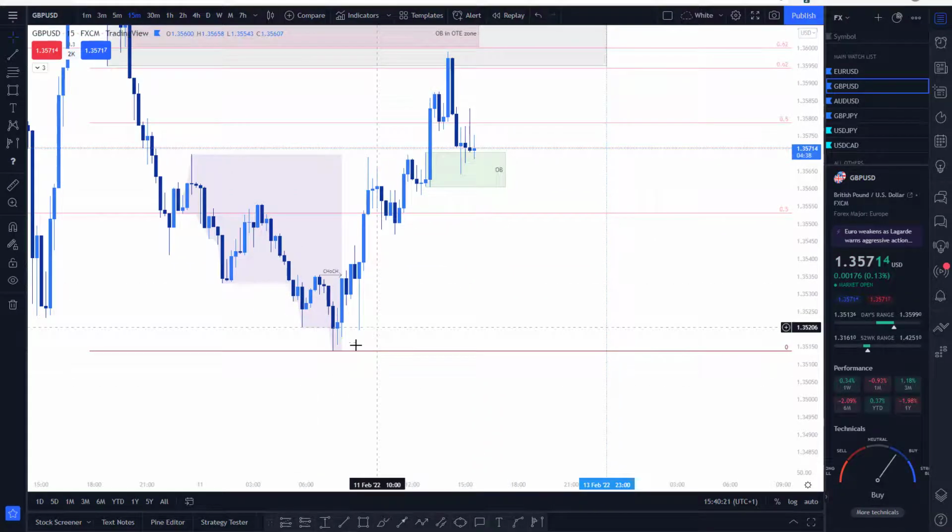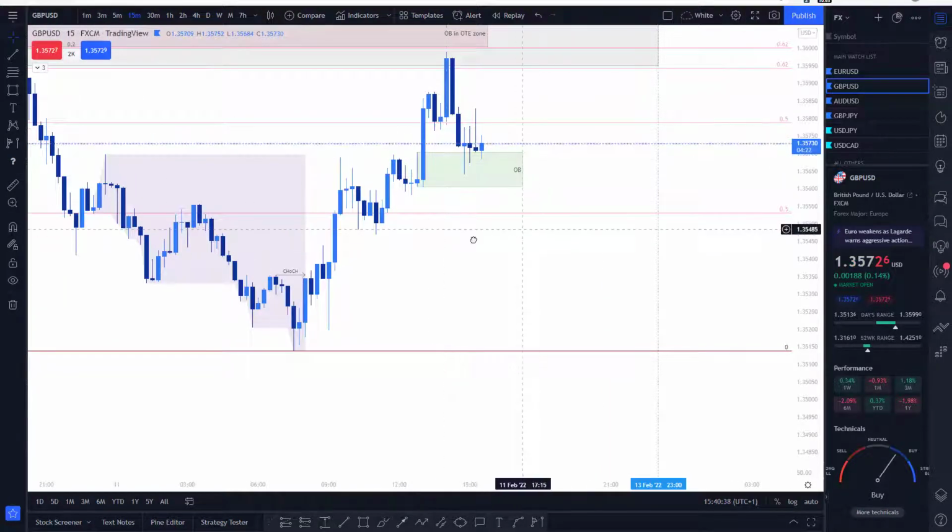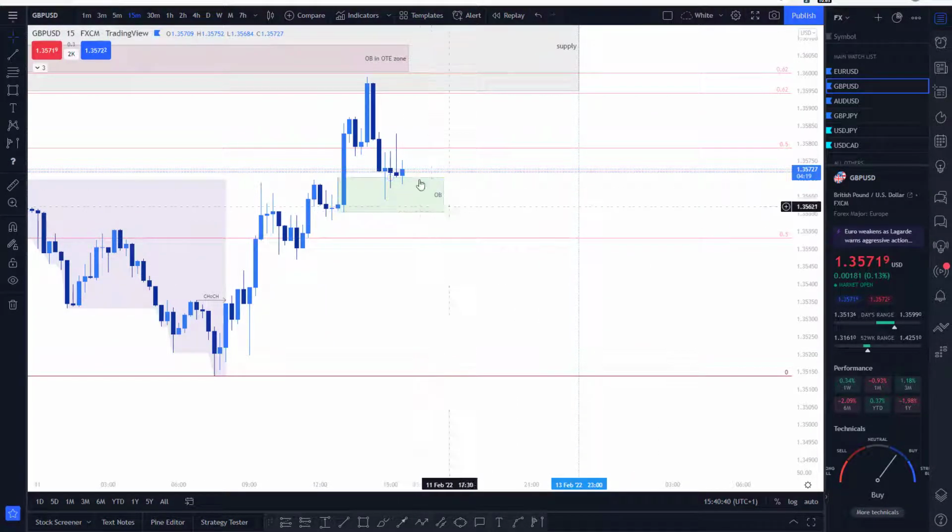The structure was respected, so higher high, higher low, higher high, higher low, higher high, higher low, higher high, higher low, higher high, and there was a choke here. And now I'm expecting the price to go lower. It could make another push up.